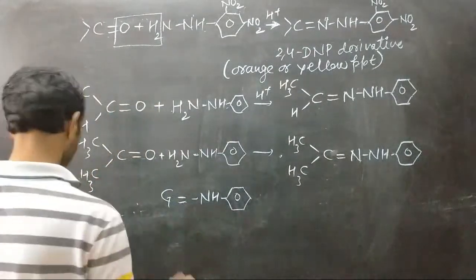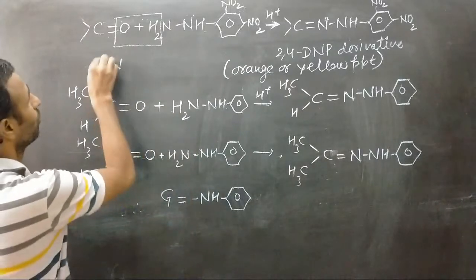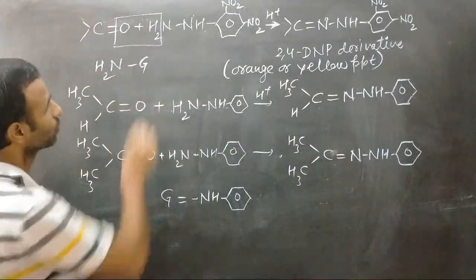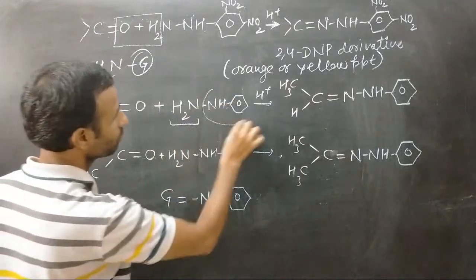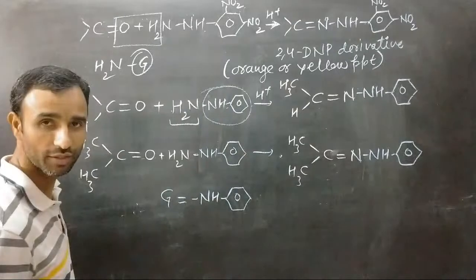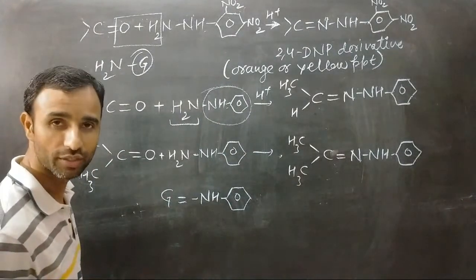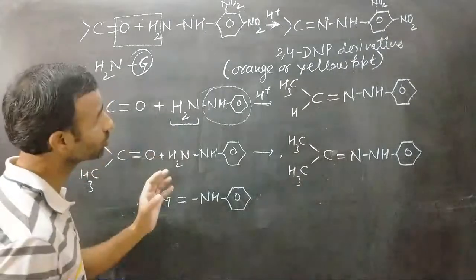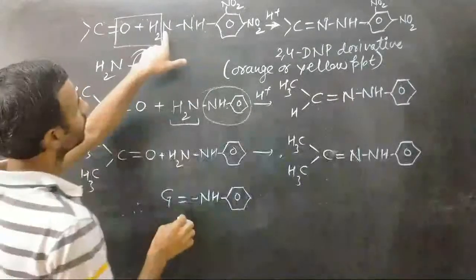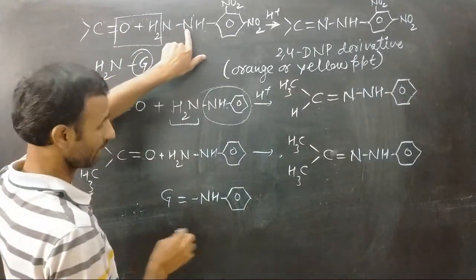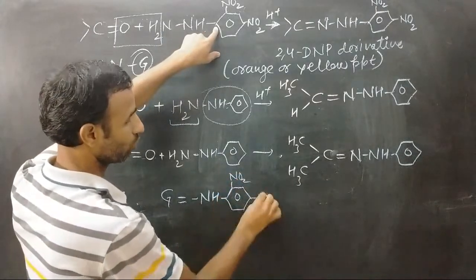Simple. See, NH2 and G. So what is G? Leaving NH2, the rest part is G. For NH2OH, what is G? OH, because NH2 is attached to O. In this case, what is G? NH, benzene ring, NO2, NO2.